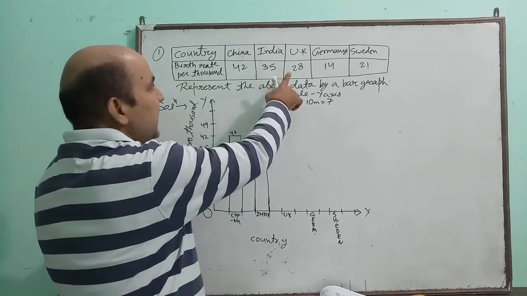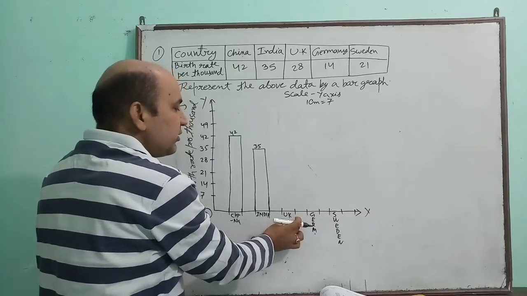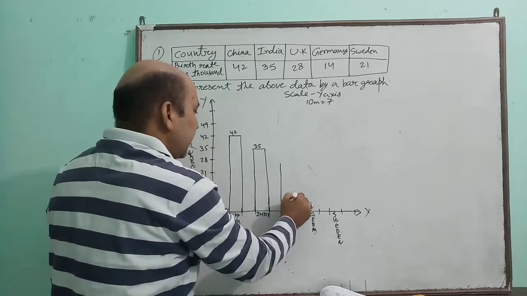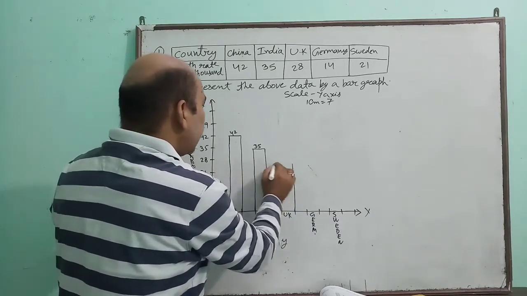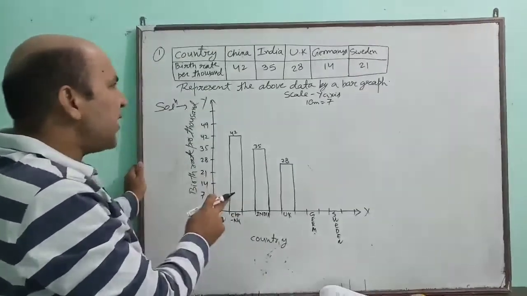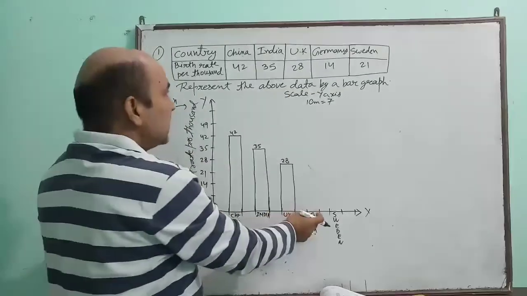Okay? UK has birth rate 28. So UK is here. This box is representing UK. So we will bring the line till 28. See here. This line you will draw with the help of a scale. Okay? Here we will write 28. This type of graph is called a column graph or bar graph.